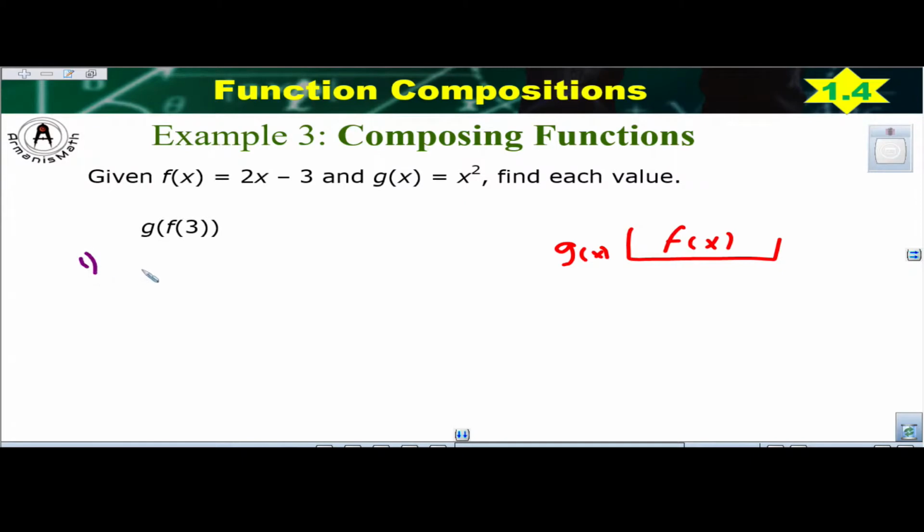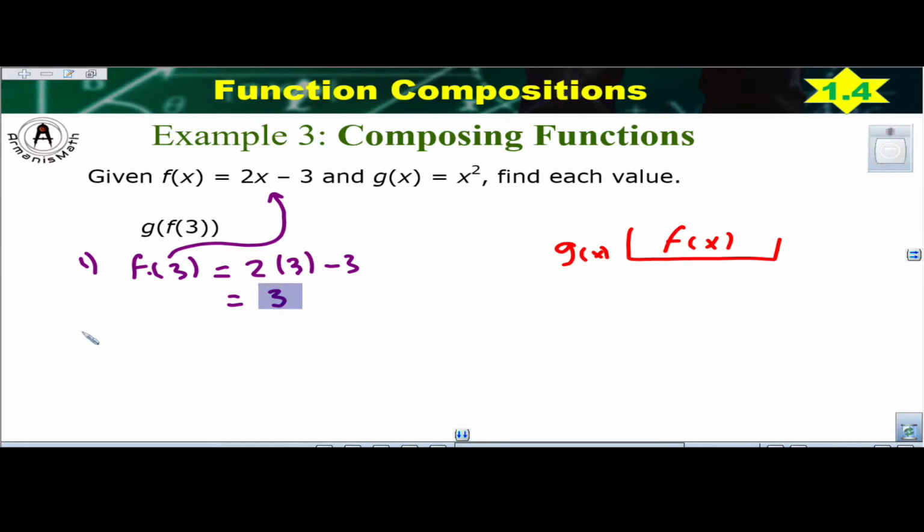So step 1, I'm going to do g of f of 3. So take 3 and plug it into the f function. Every x would be replaced with 3. And how much would that be? 2 times 3 minus 3. That's 6 minus 3. How much is that? 3. That's a 3.